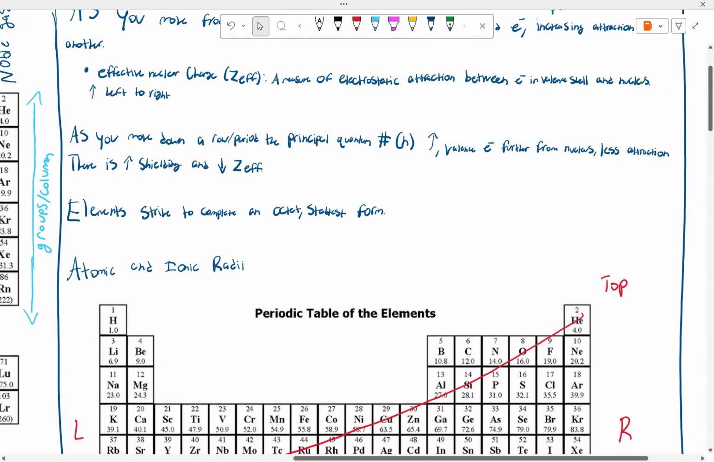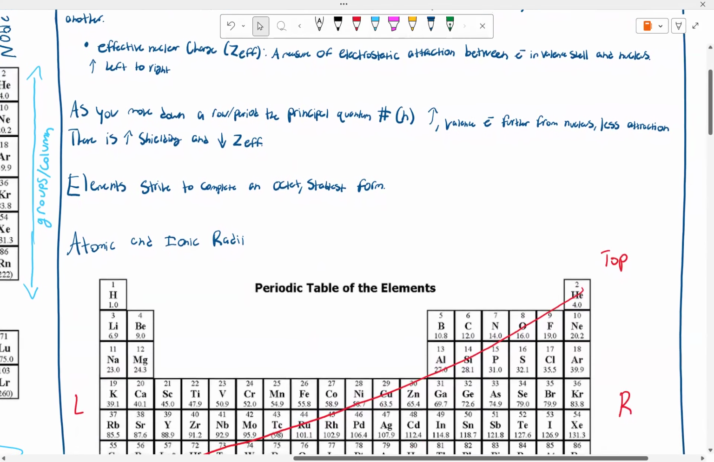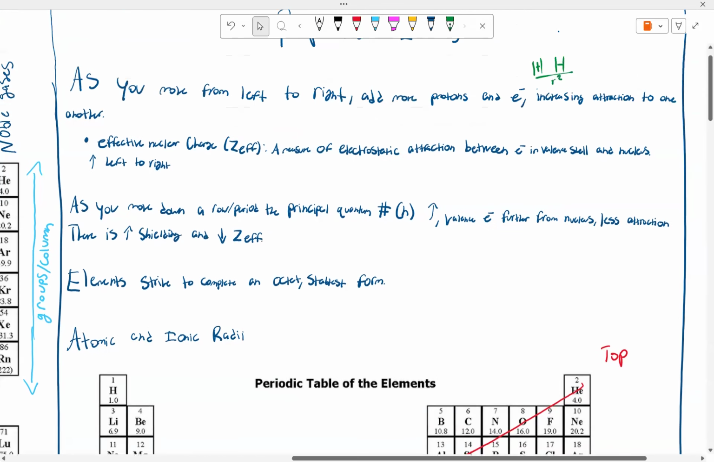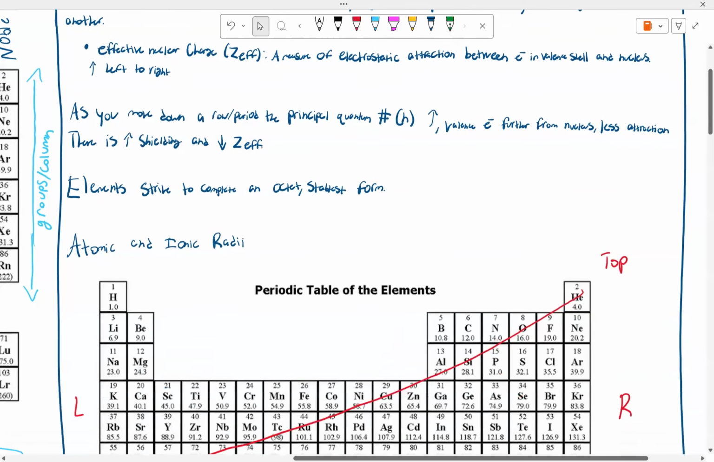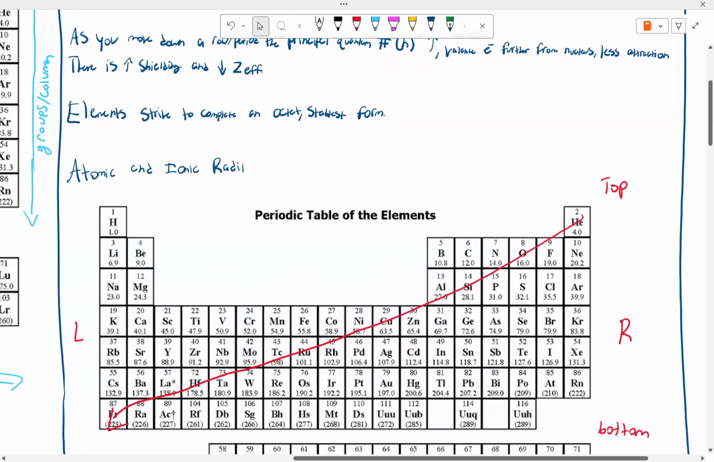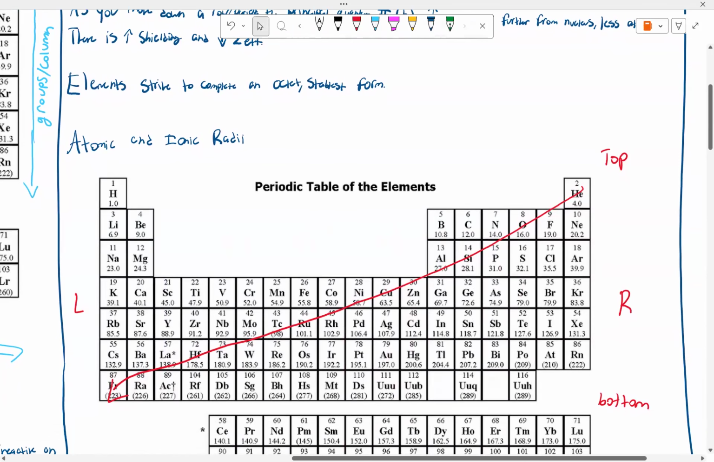And then as you move down a row, or period, the principal quantum number, or n, increases. Because the valence electrons are now further from the nucleus, remember, so you're increasing that denominator, but you're keeping the charges the same. So there's less attraction. There is increased shielding and decreased Zeff. And then elements strive to complete an octet, just as a general rule of thumb. Not all, but most. It gets a little tricky once you move past the third row.